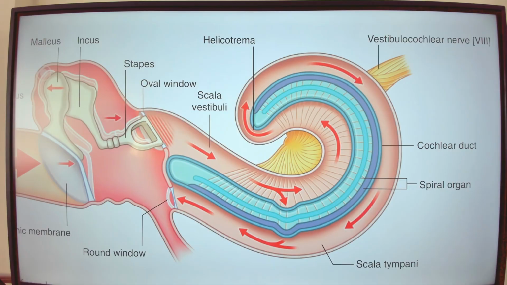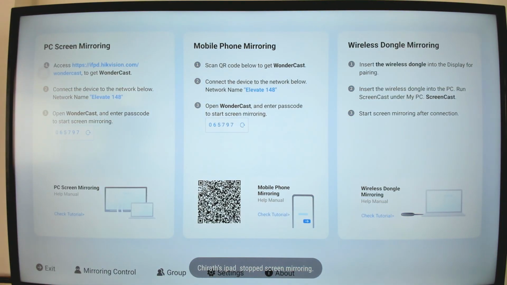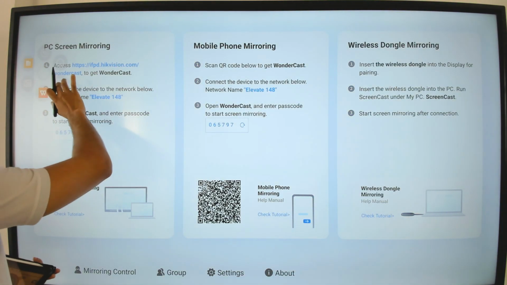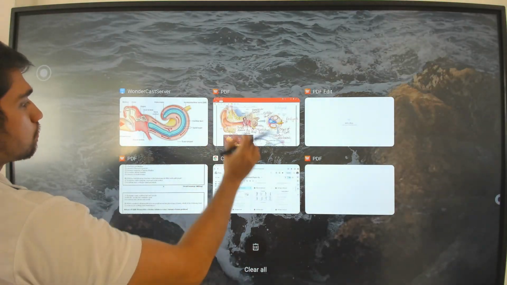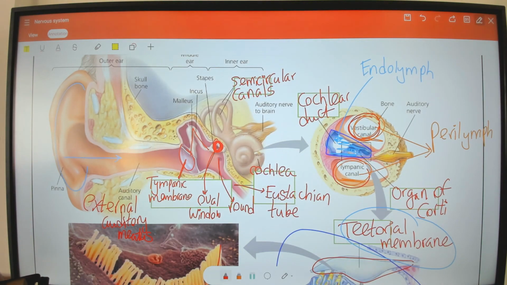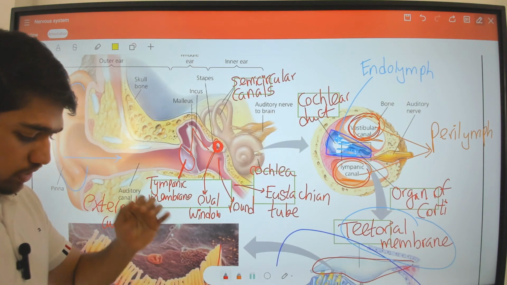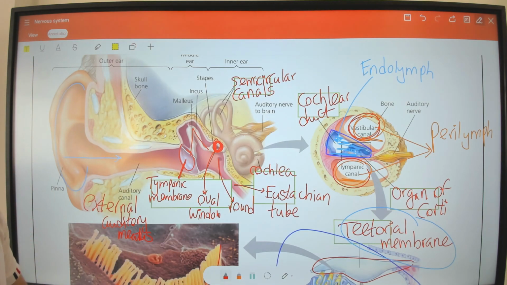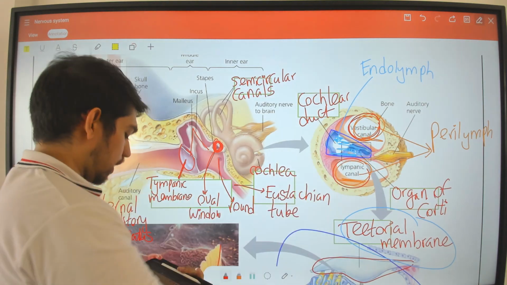Clear? Coming back to the diagram, right? So when the stapes vibrates against the oval window, pressure waves are created in the perilymph inside the cochlea. So perilymph is found in this vestibular canal.